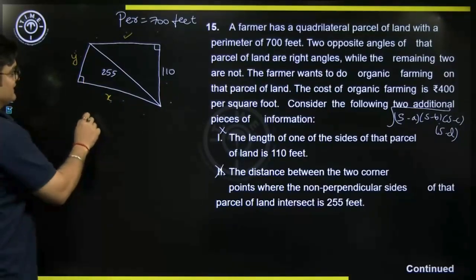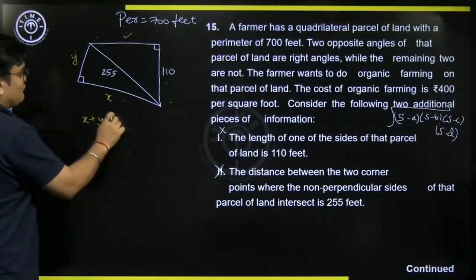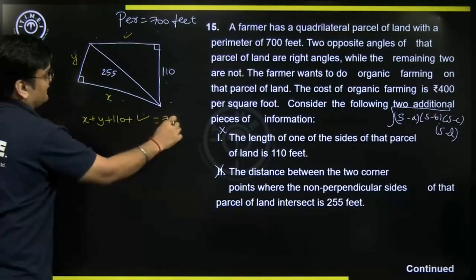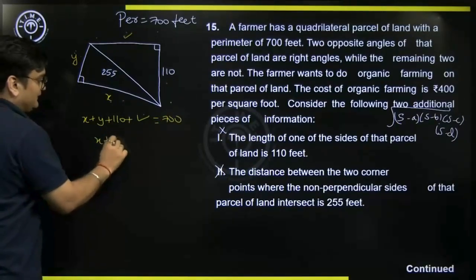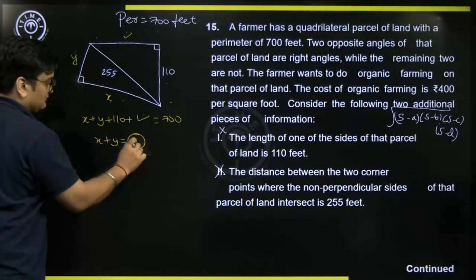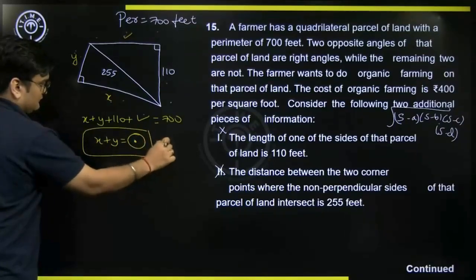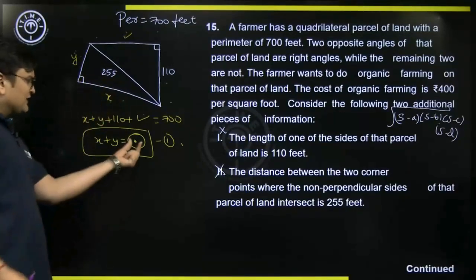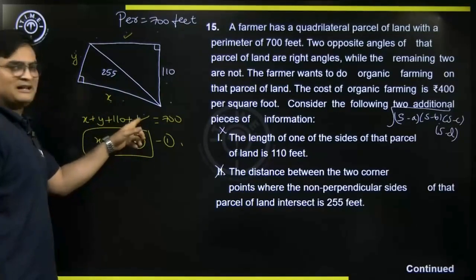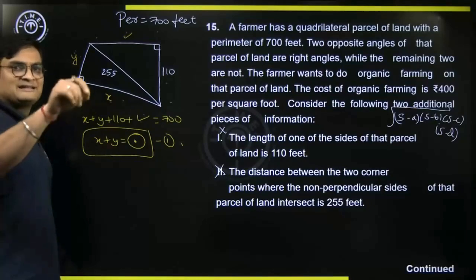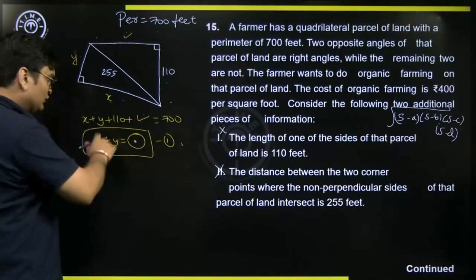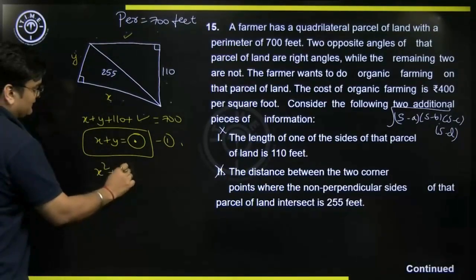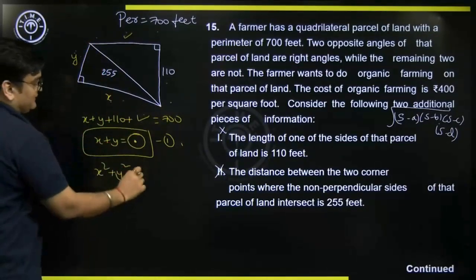So we have one condition for x and y, which is x plus y plus 110 plus this tick mark, whatever the value is, equal to 700. So from this you will get the value of x plus y equal to something. First equation, something. We don't know what the value is. Let's say some fixed value will come here, because this tick mark is known, so this point inside the circle will also be known. So x plus y will be known. Now next, we also have one more condition, x square plus y square, using this right angle triangle, is 255 square.